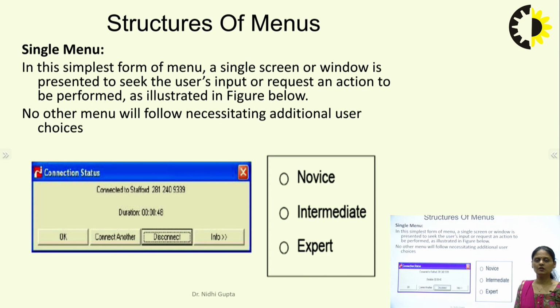The structure of menus: the first is the single menu. In this simplest form of menu, a single screen or window is presented to seek the user input or request an action to be performed. As illustrated in the figure, this is a simple menu. Only a single menu is there. Information is provided, and there are different buttons like OK, connect, disconnect, info, and whatever we want, we click on the particular option. No other menu will follow, necessitating additional user choices. The options available are just whether we want to click or not, because no other menu will be opened when we click on these. These single menus are used to accept input or to show output.